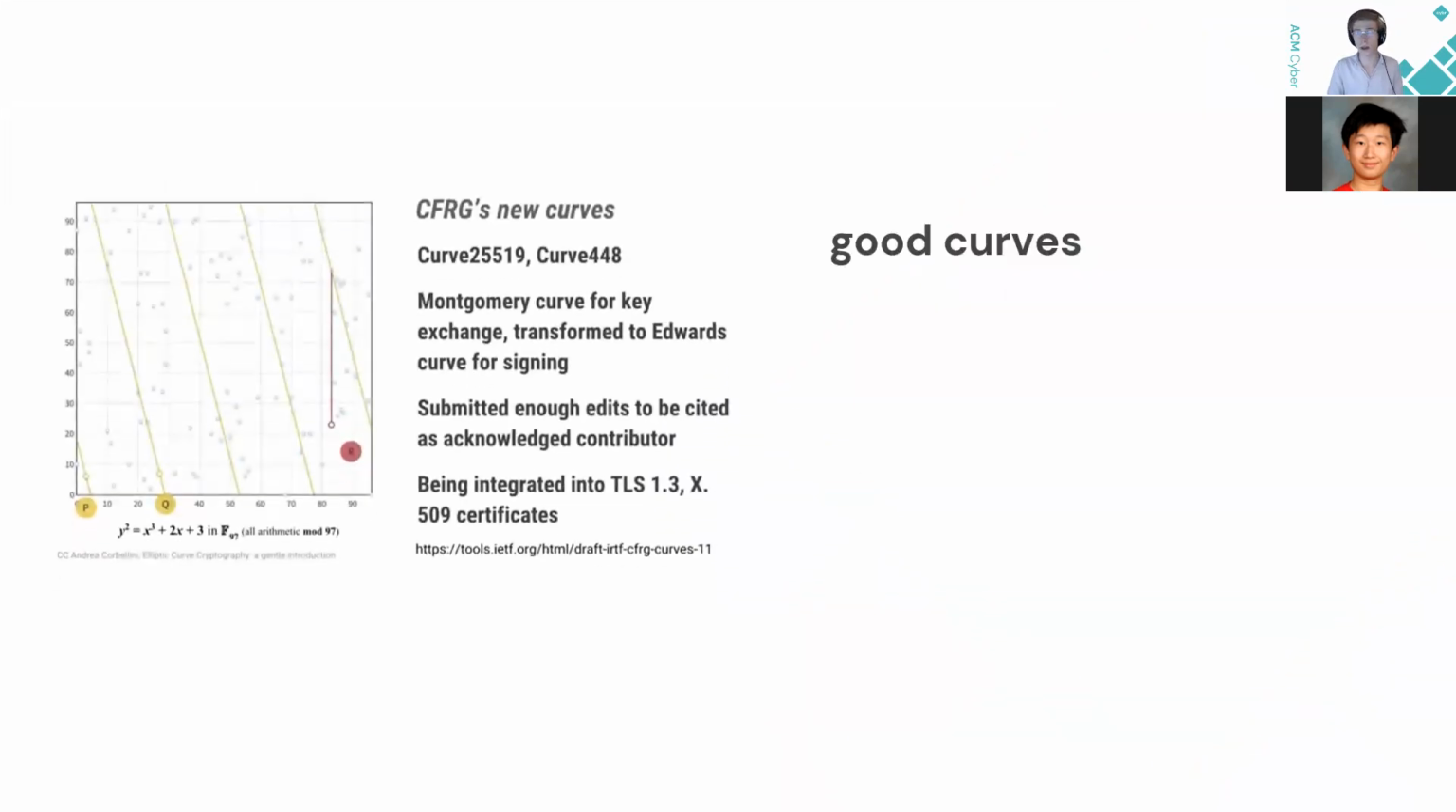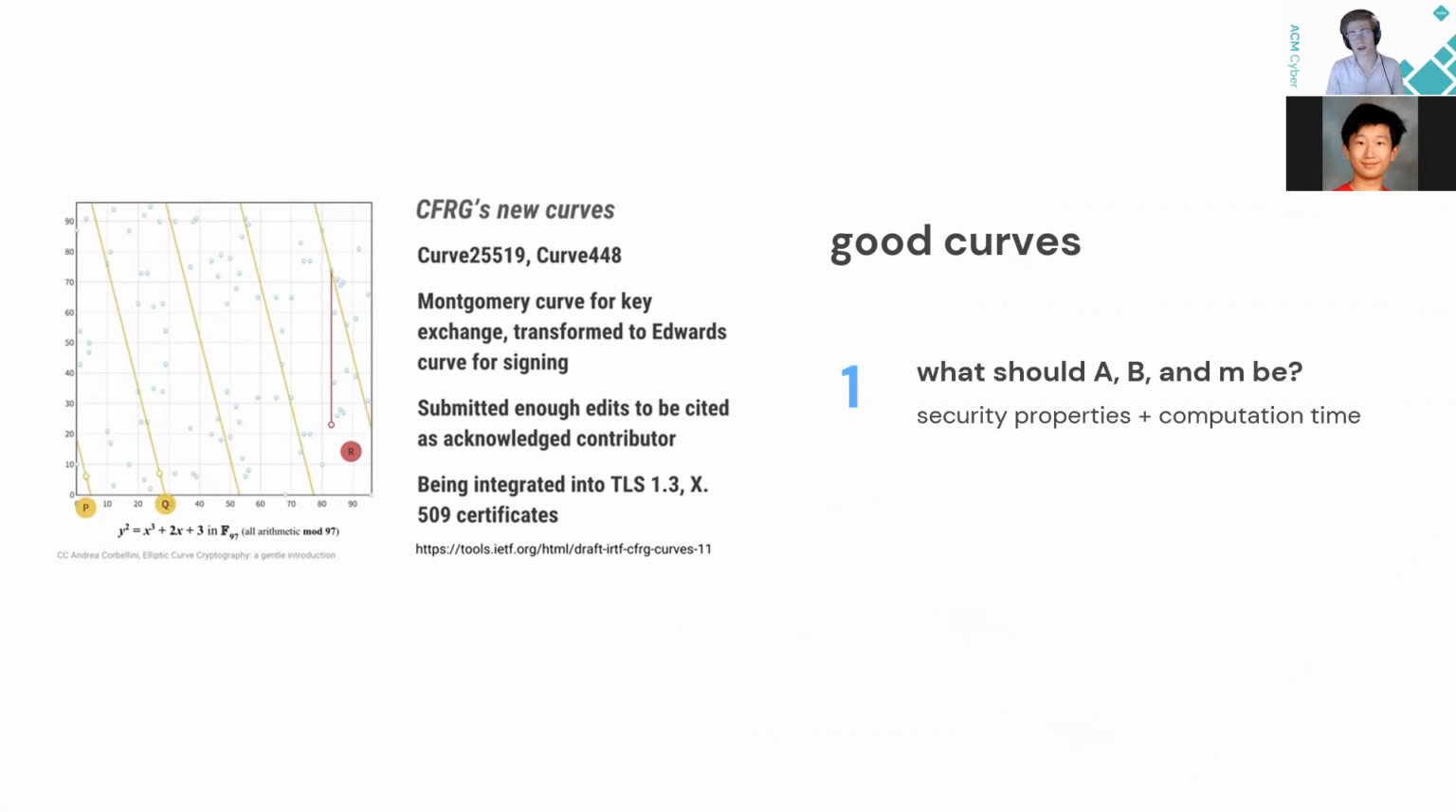Okay, so let's talk about good curves, because as it turns out, not all elliptic curves are created equal. There are a lot of possibilities for what A and B in your elliptic curve can be, and M for that matter. And different choices have different properties from the perspective of security as well as computational time.